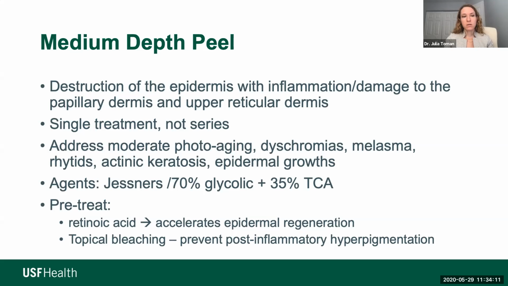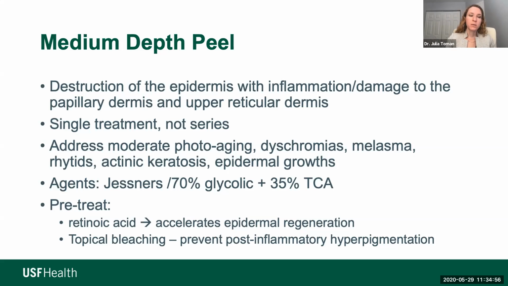A medium depth peel results in destruction of the epidermis with inflammation and/or damage to the papillary dermis and potentially the upper reticular dermis. It's done in a single treatment as opposed to a series of treatments. So the superficial peels tend to be a series of treatments where you get desquamation of the skin and a fresher look. A medium depth peel will cause a greater change with one peel. And it's meant to address moderate photoaging, dyschromias, melasma, rhytids, actinic keratoses, and some early epidermal growths because it is taking off down to the dermal layer.